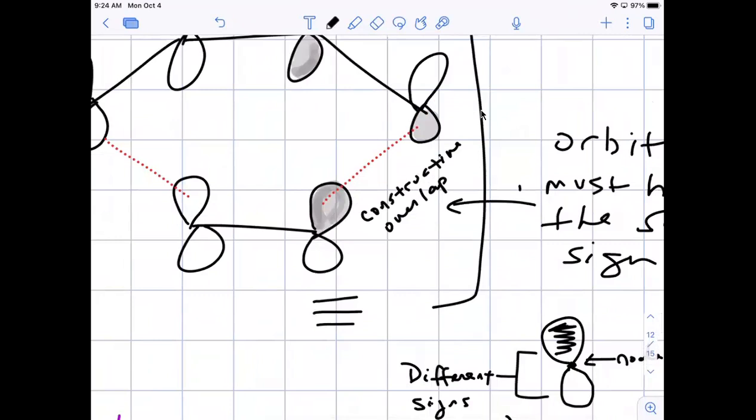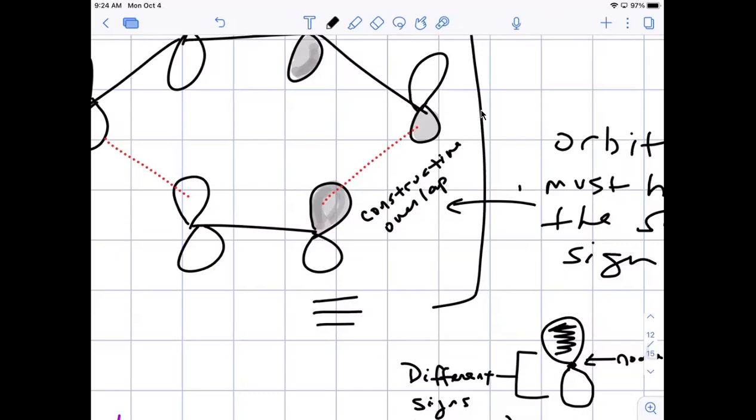It's just like if I were to add two equations together, they were both positive, then they're going to add together and increase in value. If one was positive and one was negative, and they had the same value, they cancel each other out. So that's what this is. In order for orbitals to properly overlap, they have to have the same sign.